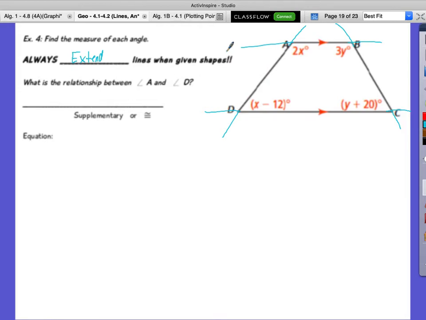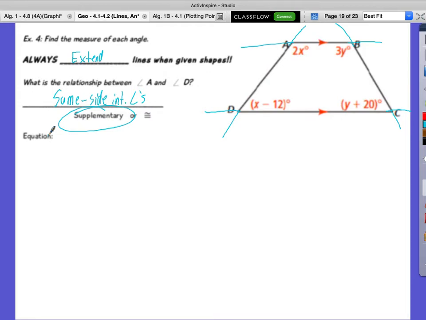Same side interior. They're on the same side of this transversal. They're interior of these two parallel lines. So the equation should have 180, and we can solve that. Yep. So it's the same side interior angles, meaning they're supplementary, which Graydon said they add up to 180. So we can solve that.